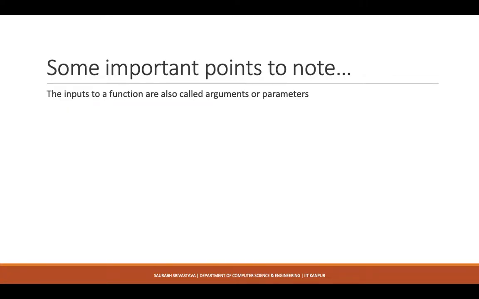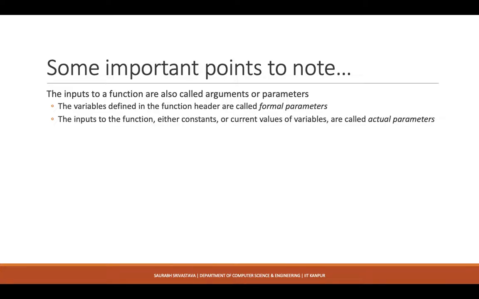Now there are some important points that I must point out. The inputs to the function are also called arguments or parameters. This is a very common terminology. The variables that are defined in the function header are called the formal parameters. These are the parameters where the values reach. So from your calling function to the called function, these are the variables where your values finally reach.